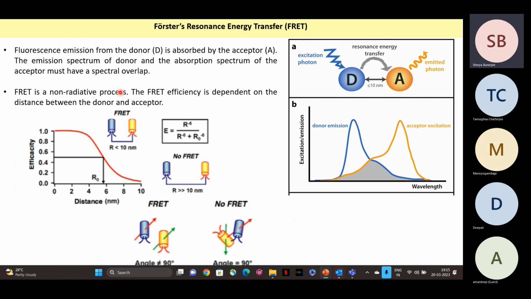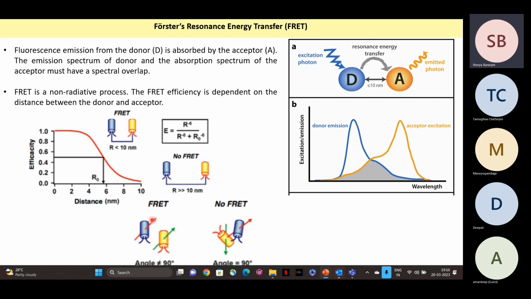FRET is a non-radiative process. The FRET efficiency is dependent on the distance between donor and acceptor. So the distance between donor and acceptor must be less than or equal to 10 nanometer. Only then can the energy be transferred from donor to acceptor. And the dependence of the energy transfer on the distance is given by this formula, which is basically dependent on r to the power -6.